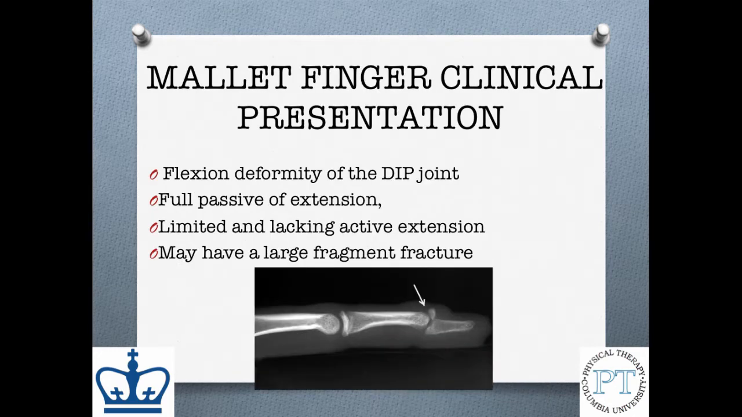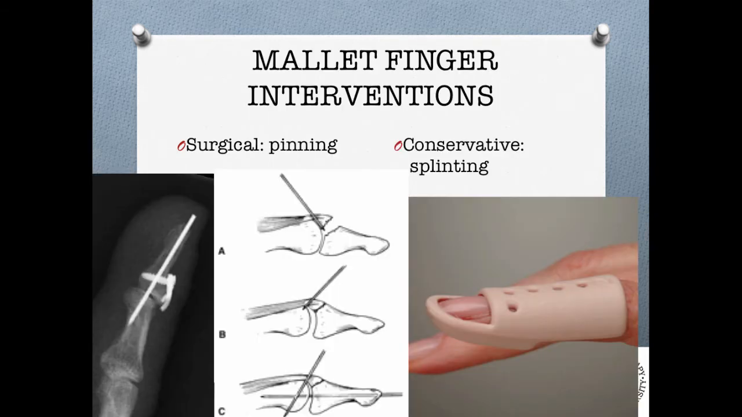So we see the patient, they have a flexion deformity at the DIP joint. We can passively extend them if we get them early enough, but they are unable to actively extend to full range of motion. They may also have a large fragment fracture, where that tendon avulsed a piece of the bone off. And so in terms of interventions, certainly if there's a big avulsion fracture, what they'll do is they'll take a pin, and that'll go through the distal end of that tendon as well as that fragment of bone, and then they will tack that down into both the middle and distal phalanx.